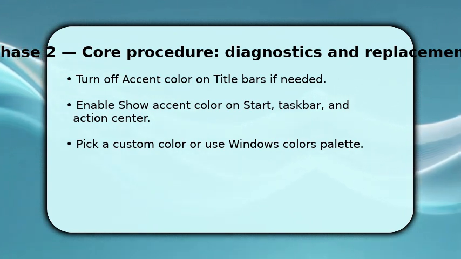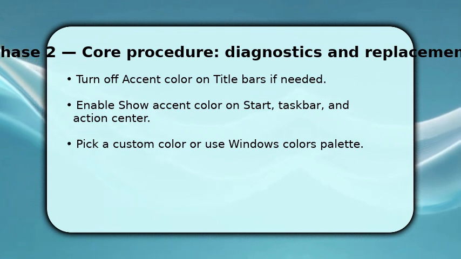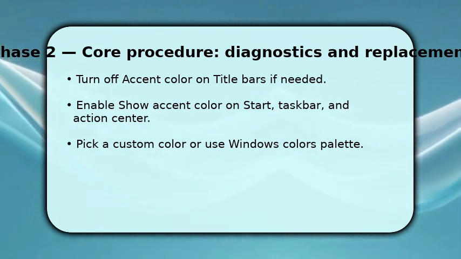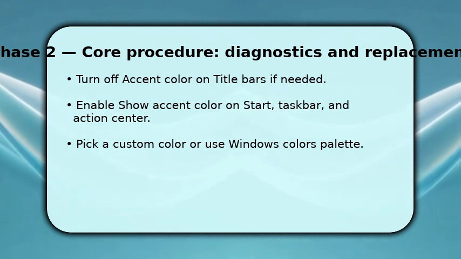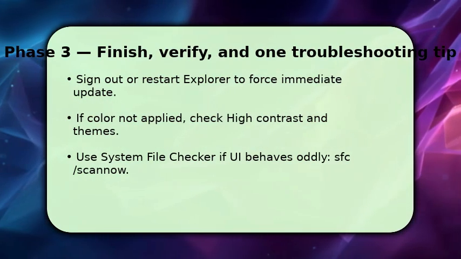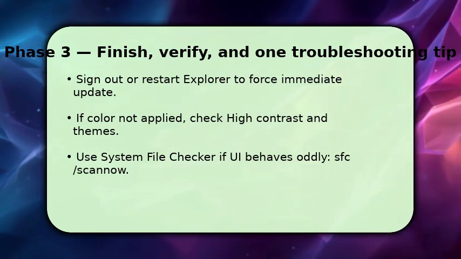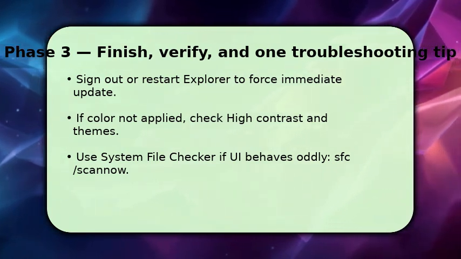If you want the taskbar only, turn off the title bar accent afterward to isolate the change. After selecting the accent, sign out and back in or restart Windows Explorer to ensure the taskbar updates immediately. This forces the shell to reload.